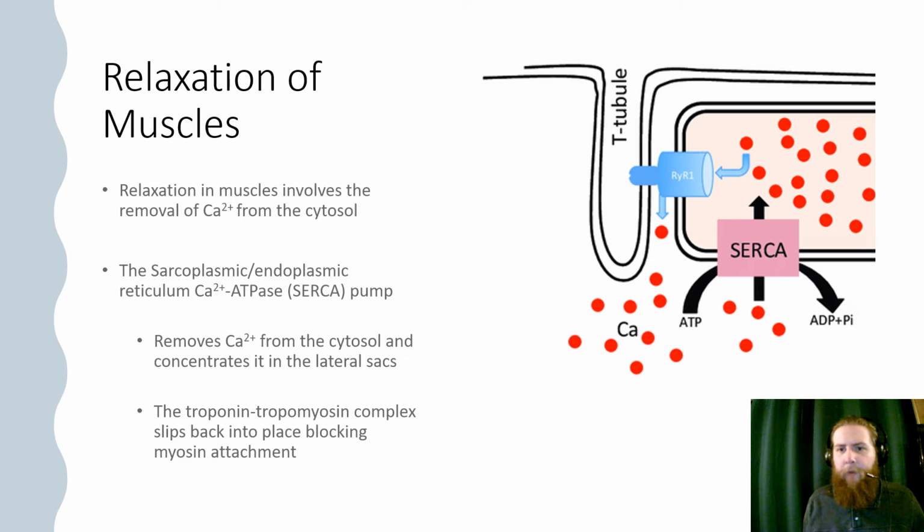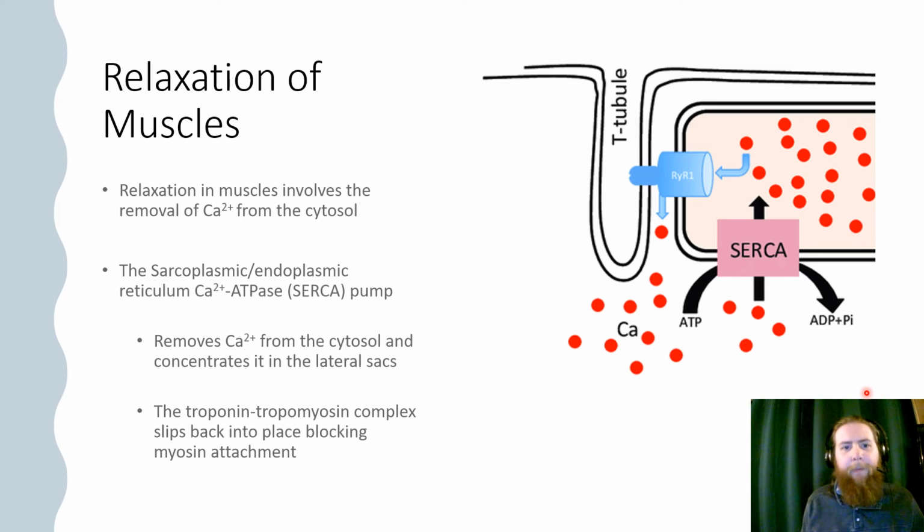Now, we can get our muscles tight. We've talked about that, but how do we relax them? Because you have to be able to relax. Relaxation in your muscles is getting this calcium back out of the cytosol. With this calcium out here, we can't use that troponin-tropomyosin complex to block those binding sites, so that muscle is able to contract and that myosin is able to bind to that actin.